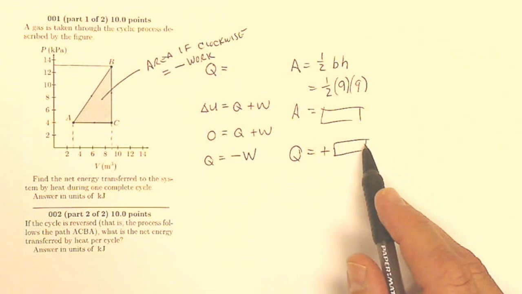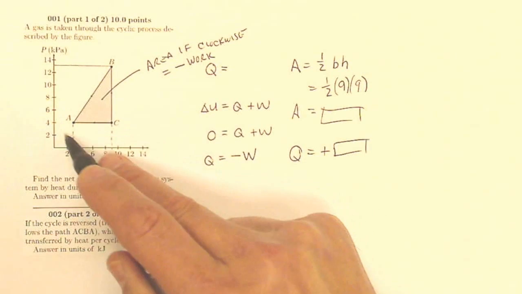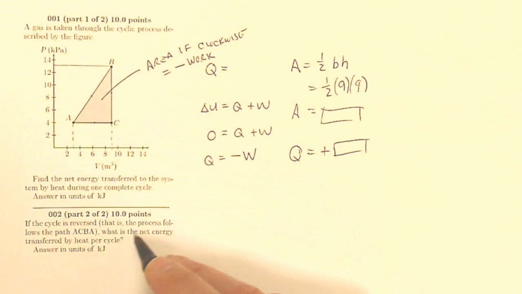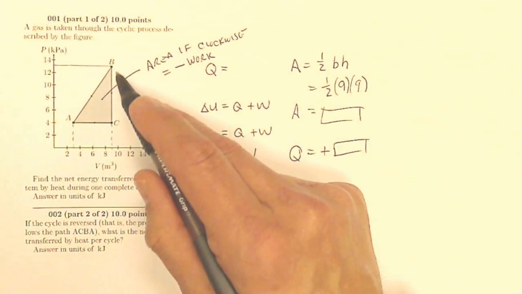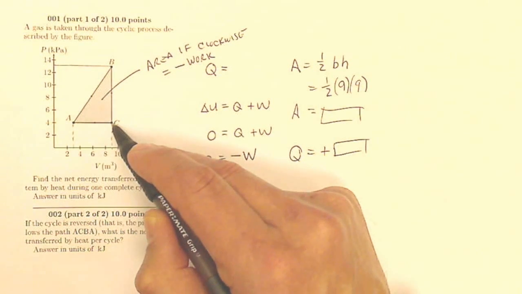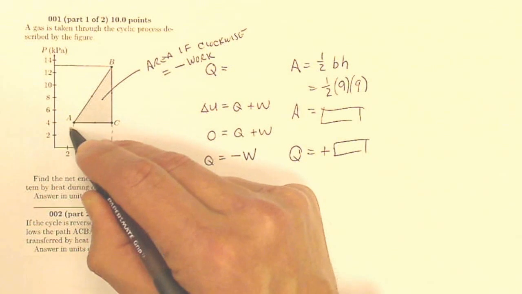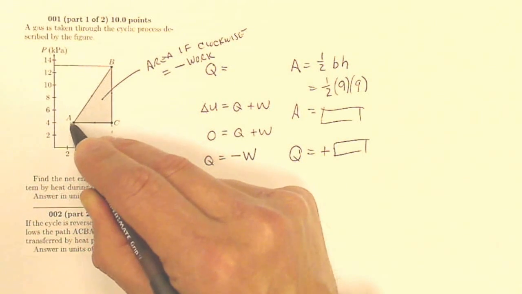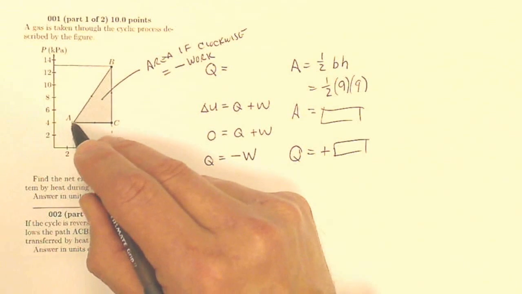Part 2 says if the cycle is reversed, that is, the process follows the path A, C, B, A. So now I'm going counterclockwise. What is the net energy transferred by heat per cycle? In this case, I'm doing more work to it than it's doing to me. So I'm adding to it and it's getting rid of it, but it's getting rid of less than I add. So in order to get back to that same starting place and the same temperature, it's going to have to leak out energy instead of adding energy.